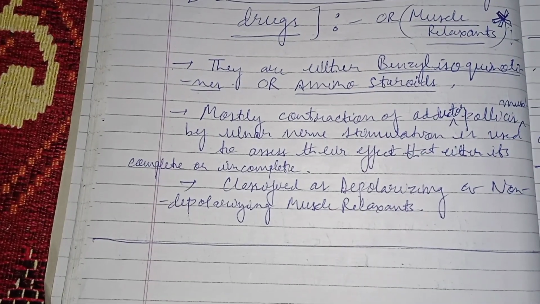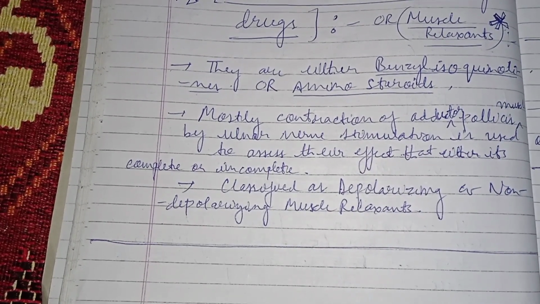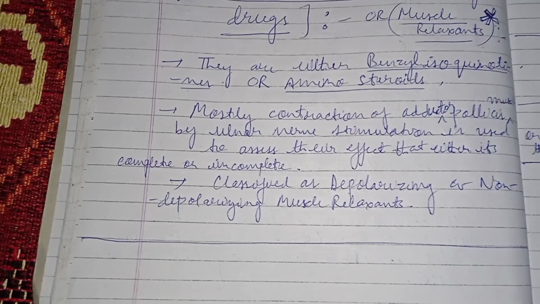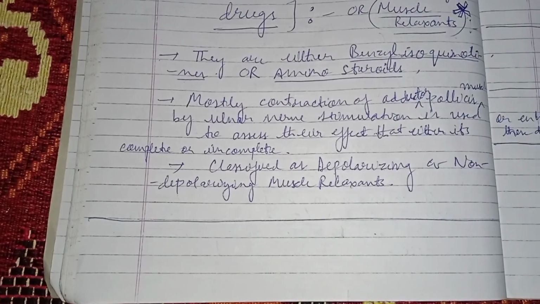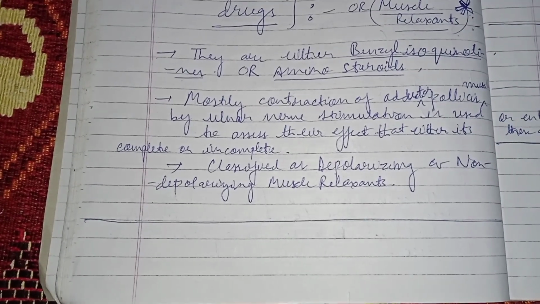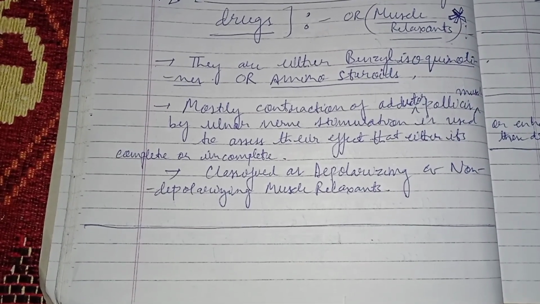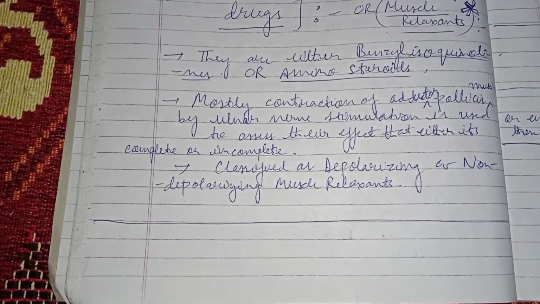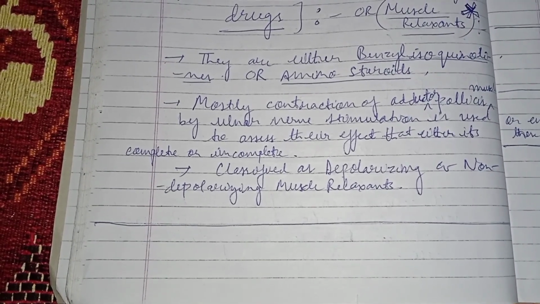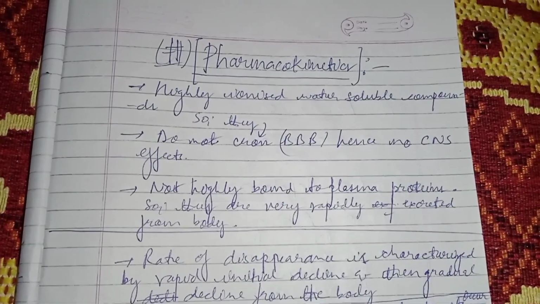Now, mostly contraction of the adductor pollicis muscle by ulnar nerve stimulation is used to assess their effect, whether it's complete or incomplete. They are classified as depolarizing and non-depolarizing muscle relaxants. So there are generally two types of muscle relaxants: depolarizing and non-depolarizing. Let's look at the other points too.